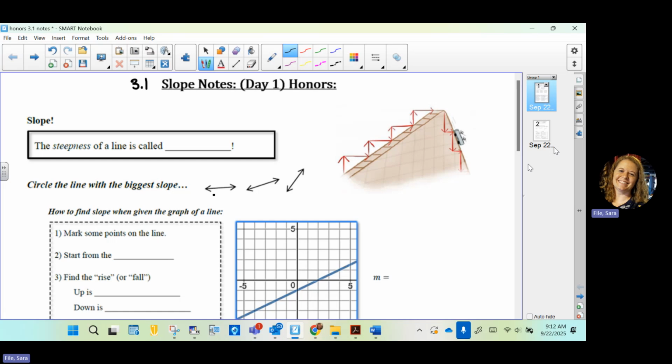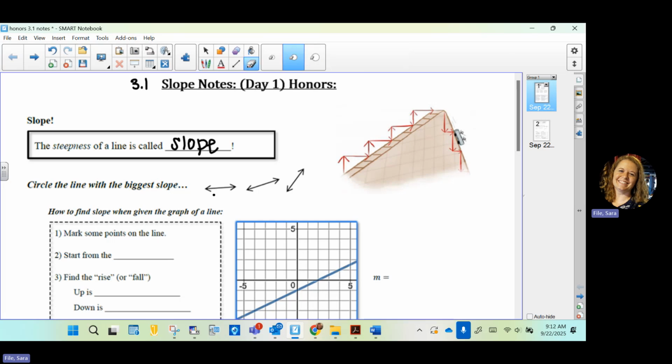But remember what a slope is, it's really just the steepness of our line. So the steepness of a line is called slope. You can see in the little graphic here, your slope can be increasing, up to the right, up to the right, or it can be decreasing, down to the right, down to the right, etc. So we're going to talk about the different types of slope.